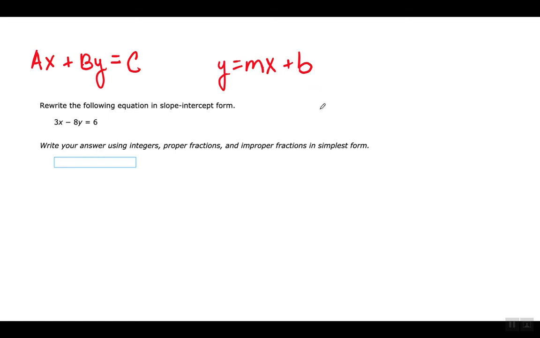Okay, so I got 3x minus 8y equals 6. Now listen, I could either move the minus 8y to the right or move 3x to the right. There's more than one way to do it.